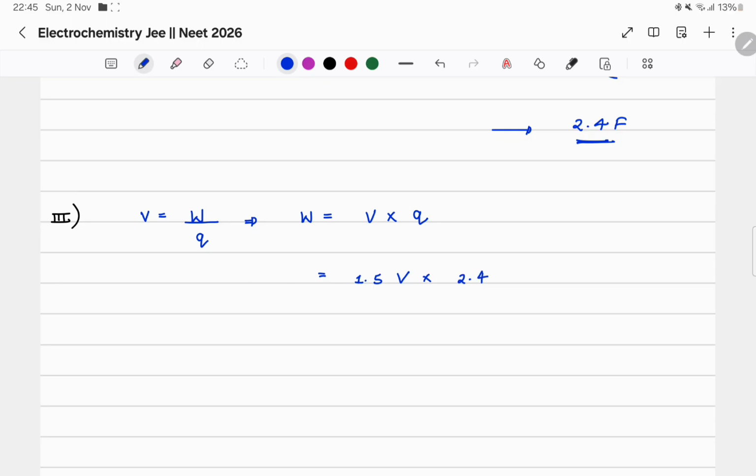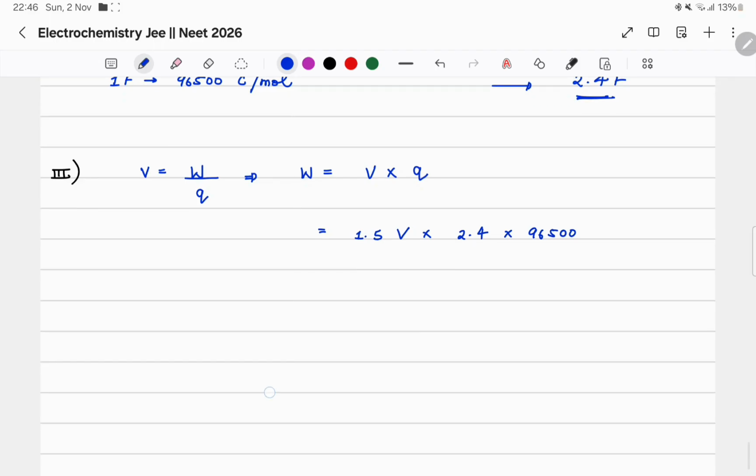Now you already know 1 Faraday. What does 1 Faraday mean? Flow of 1 mole of electrons. Means if there is a wire, and in that wire 1 mole of electrons are flowing, that is called 1 Faraday. So 1 Faraday means 96500 coulomb per mole. So if you want to remove Faraday, what I can write is 96500.